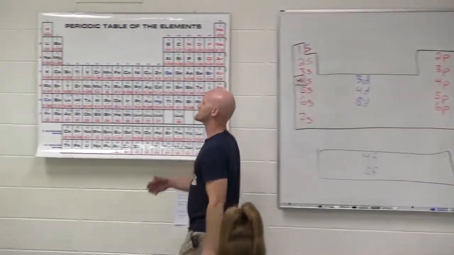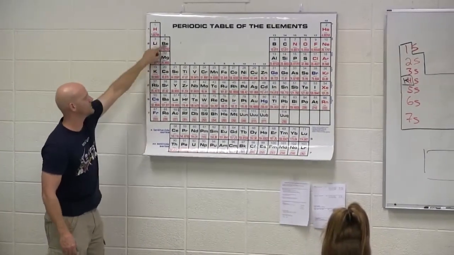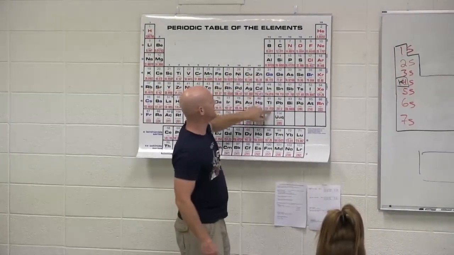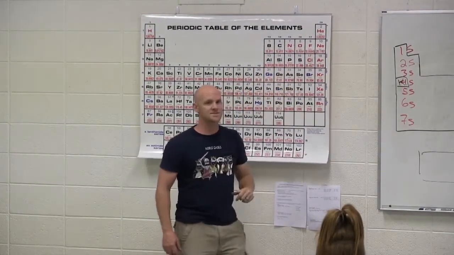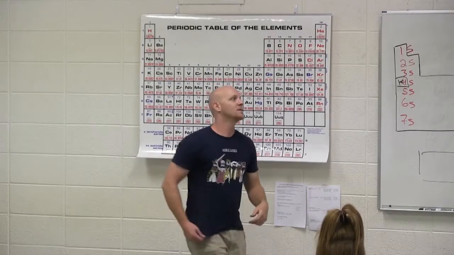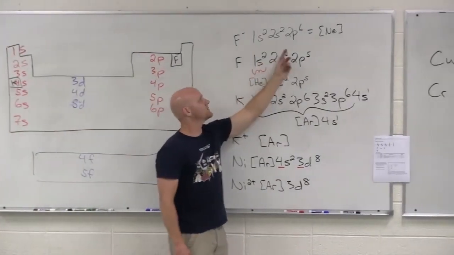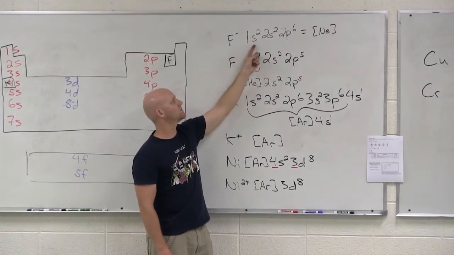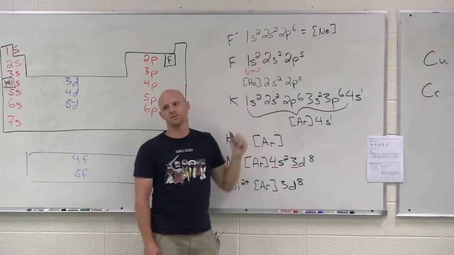The way this works, group 1 metals, 1 valence electron, 2 valence electrons, 3, 4, 5, 6, 7, and 8 for the noble gases. That's the number of valence electrons. Let's see how that applies to something on here. It is the outermost shell. So for fluorine here, the 1s2, those are core electrons, but the 2s and 2p represent valence.